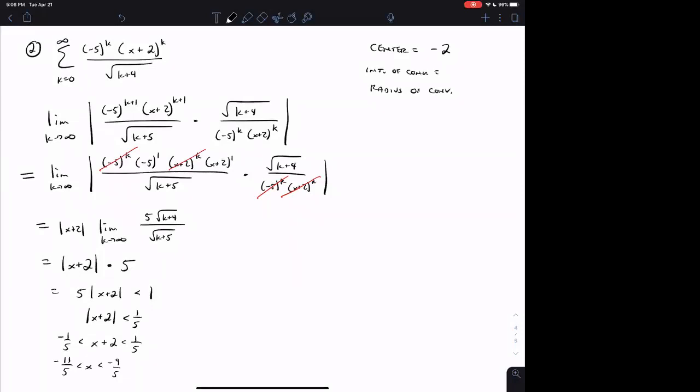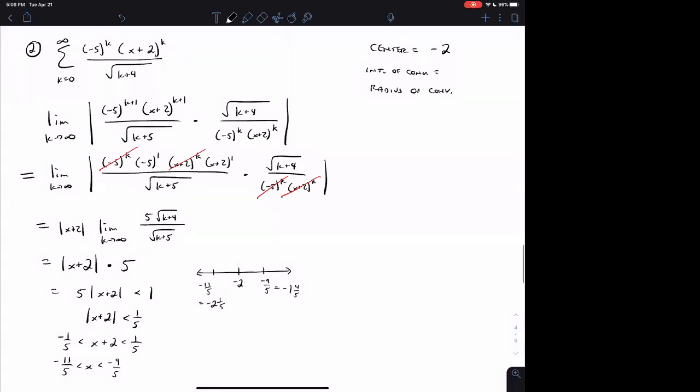Now, you don't need a graph, but I think it's easier to think about when we think about a graph of a number line. And so you want to think, okay, where is the center? And then where are these things in relation to the center? So negative 9/5 is the same thing as negative 1 4/5. And negative 11/5 is the same thing as negative 2 1/5. So what is the radius of convergence based on that diagram?